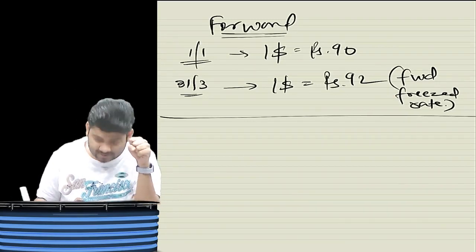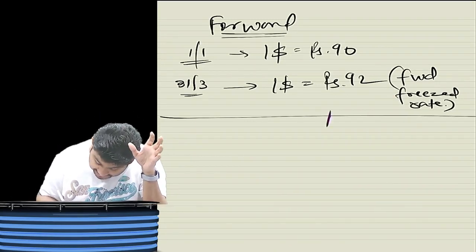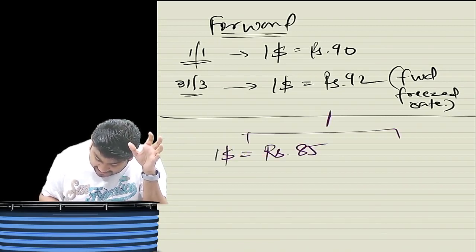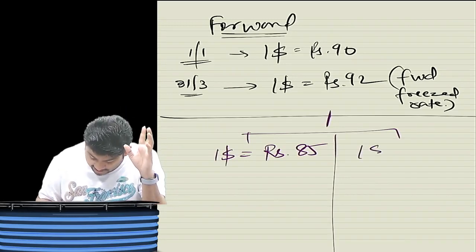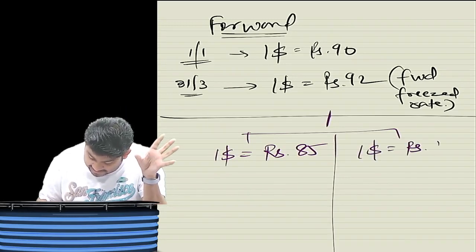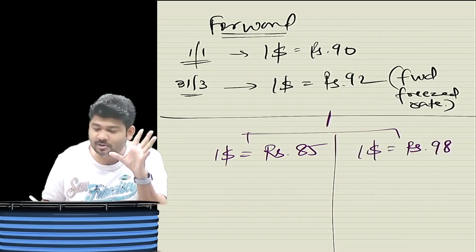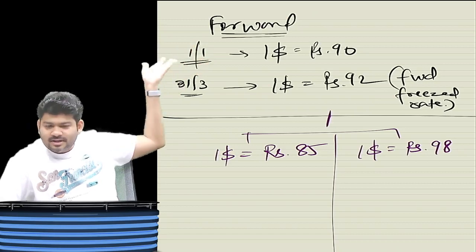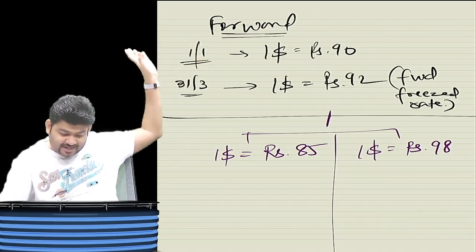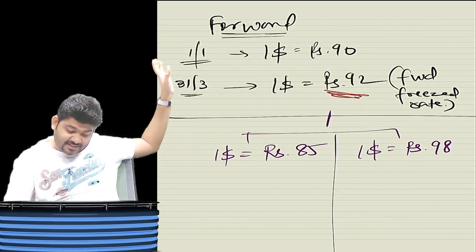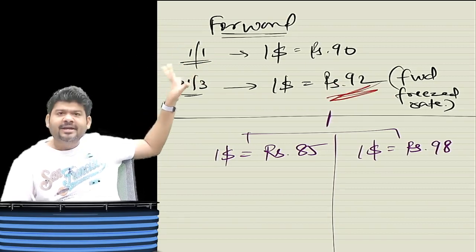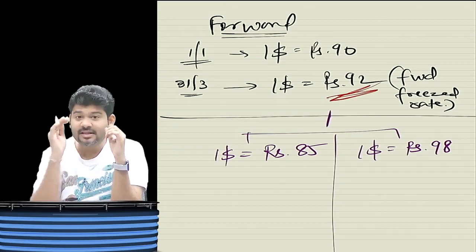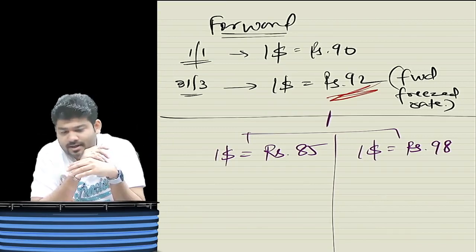Pay attention, all focus here. Now, suppose this $1 becomes rupees 85, or $1 equals rupees 98. You have to tell me what will happen to the forward contract. Your immediate answer is going to be, nothing will happen. We have frozen it at 92. We will keep it at 92. Full stop. No tension, sir. Am I right? Well, the answer is absolutely correct. So we have frozen it and it's closed.